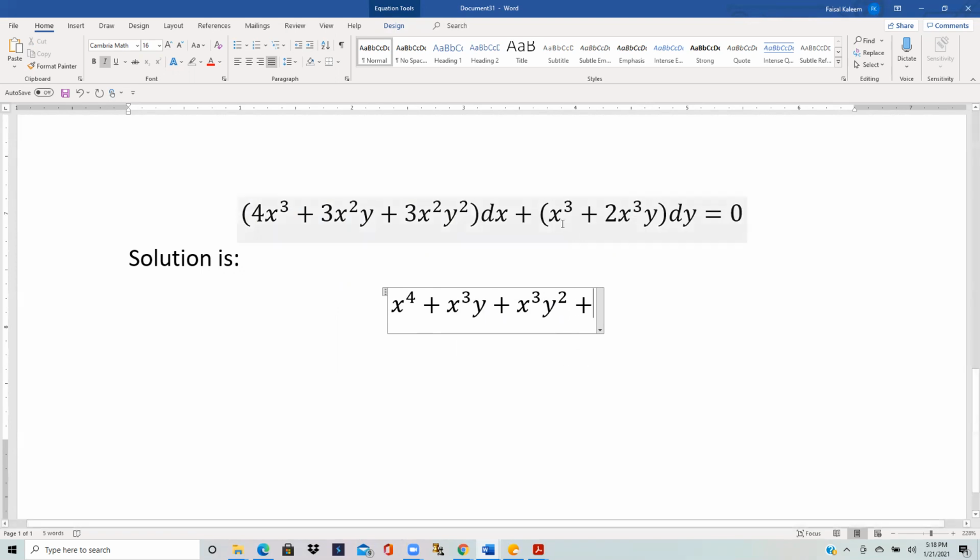And in here you integrate only those terms that are free of x. So you drop the x cube and you drop the 2x cube y as well, because they both contain x cube. So in this case, we don't have any terms of n that are independent of x. We drop that, so there's nothing more is equal to c. So x⁴ plus x³y plus x³y² is equal to c.